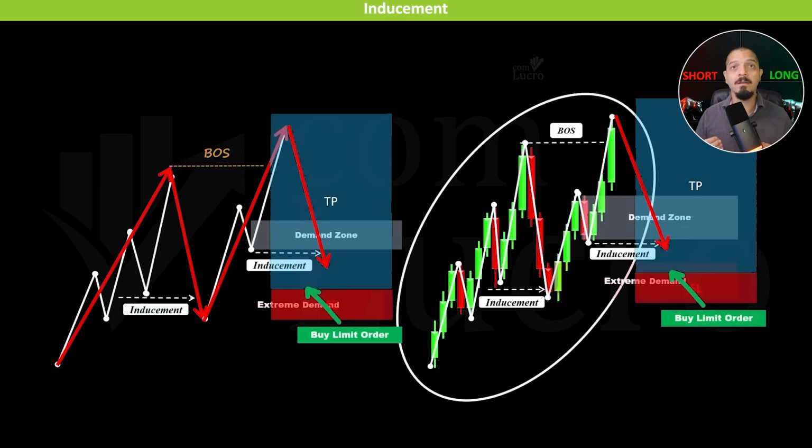By following these principles, traders can make more informed decisions, reducing the likelihood of entering trades in less reliable zones. It emphasizes the importance of waiting for clear market signals, such as inducements and breaks of structure, to identify the most advantageous trading opportunities.